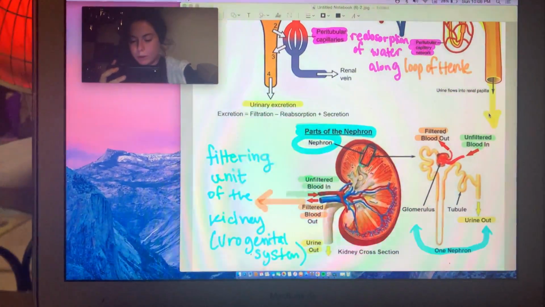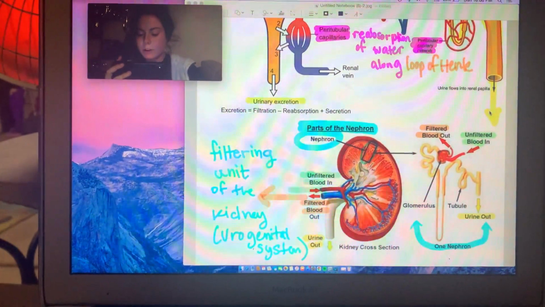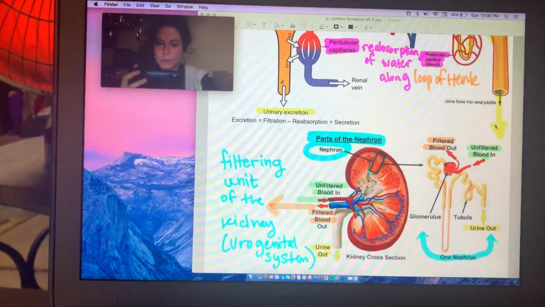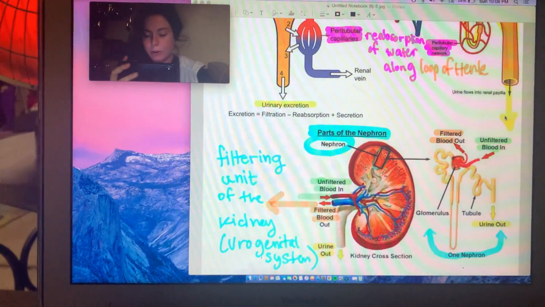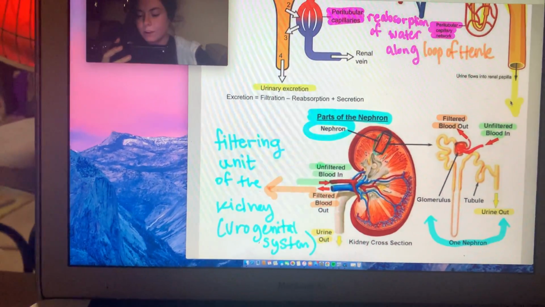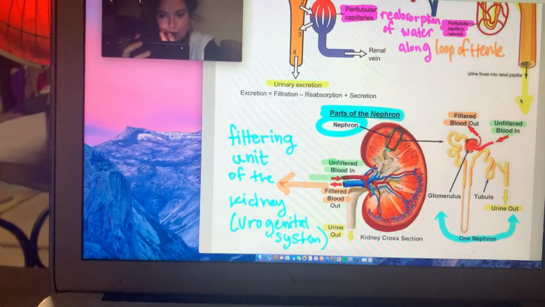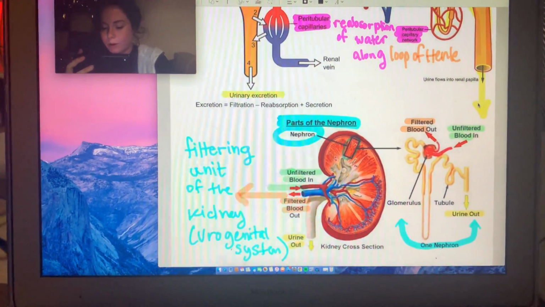So what we're going to be looking at today is the connection between the circulatory system and the urogenital system. Specifically, remember last week we learned about how the kidneys filter the wastes out of our blood. And these filtering units are called the nephron. And we're going to look at how the nephrons work with the different blood vessels we learned about today.